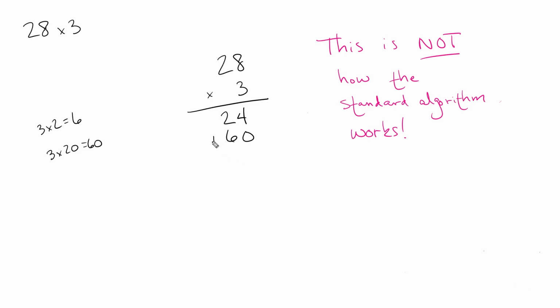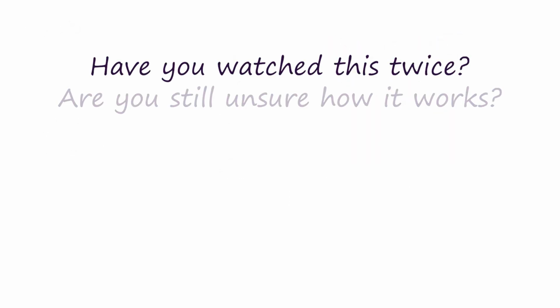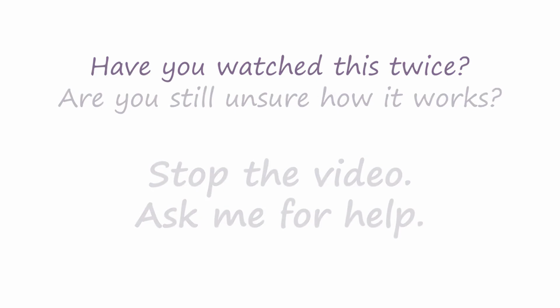Now I add the numbers below the line. 24 plus 60 equals 84. This is exactly how we added numbers in the box method, and it gives us the same answer. Are you with me so far? If not, watch this chapter again. If you have watched it twice and you're still unsure about something, ask me for additional help.